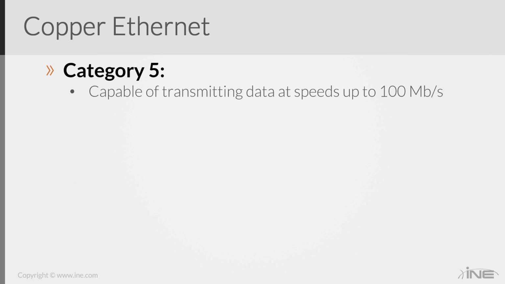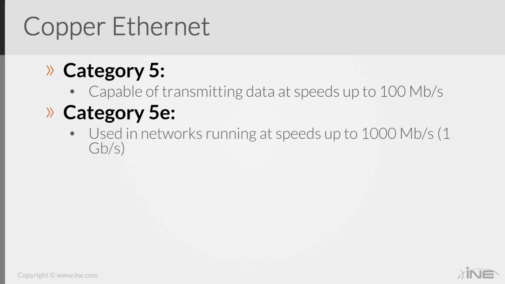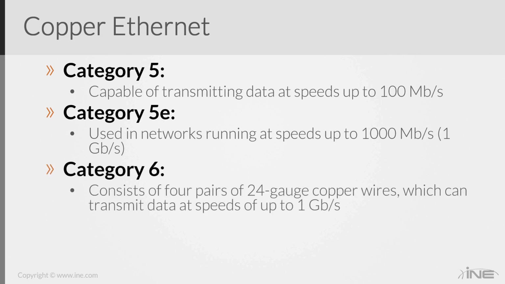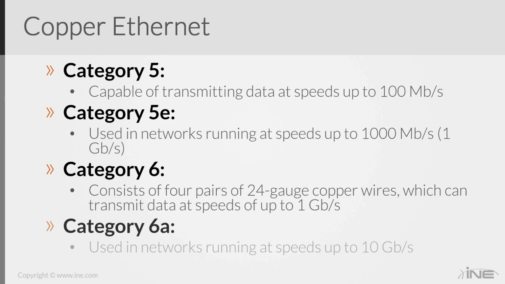Category 5 has transmission speeds of up to 100 megabits per second. Category 5E allowed you to use 1000 megabits per second. By doing this, category 5 utilized 4 of the 8 wires, or 2 pair. Category 5E utilizes all 8 wires. Category 6 is 4 pairs of 24-gauge wire, which can transmit up to speeds of 1 gigabit per second. And Cat 6A can support up to 10 gigabits per second. So very, very quick, very, very fast for the internal network.